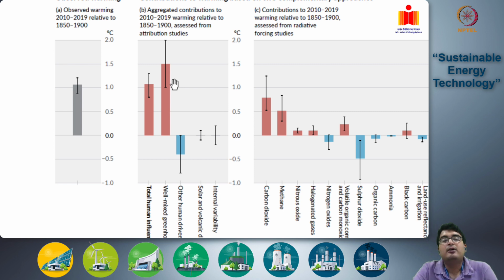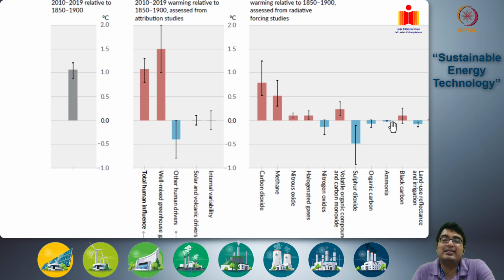Why is that? Because there are other things human beings have done that have actually cooled the atmosphere. Other human drivers, and we will discuss this in the next figure, have actually cooled the climate by 0.4 degrees centigrade. So total 1.5 minus 0.4 is 1.1. Natural variabilities like solar, volcanic and internal climate variabilities have contributed nothing. So the entire warming is due to human effect alone.